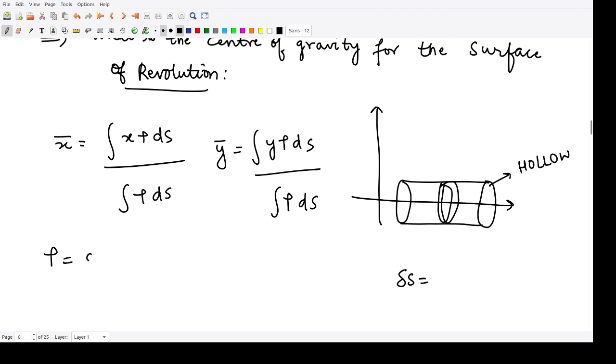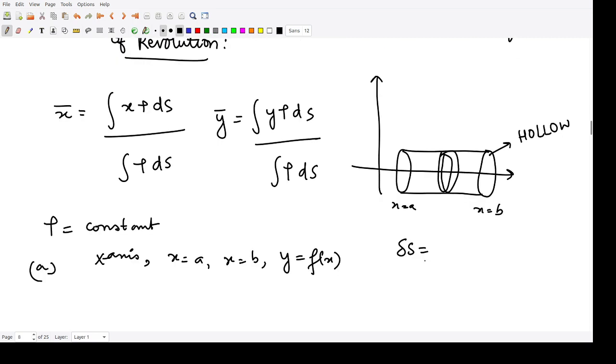Now, if we assume rho to be constant, and if I assume in the first case that the region again is bounded by this x-axis and this coordinate x is equal to a and x is equal to b, and the curve y is equal to f of x. So in this case, what would be delta s? Delta s would be the circumference of this into the small displacement. So what would be the circumference of this? This would be 2 pi into radius. What is radius? Radius again is y. So 2 pi y into delta x. So ds would be 2 pi y into dx.